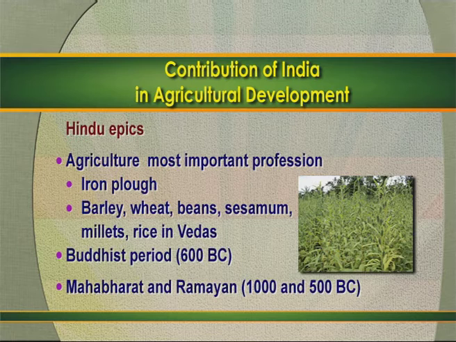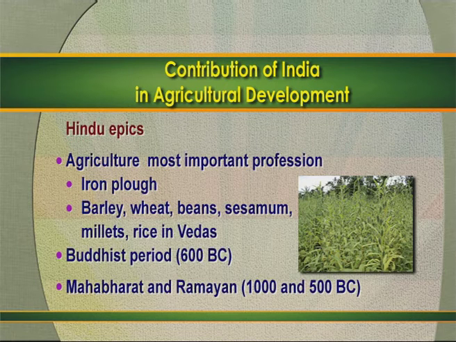Agriculture was the most important profession during 1500 to 1000 BC. The use of iron implements such as the iron plough started in this period. Barley, wheat, beans, sesame, millets and rice were the major crops during this time. They were referred to several times in several places in the Vedas.